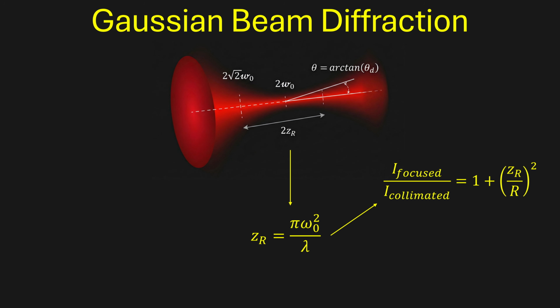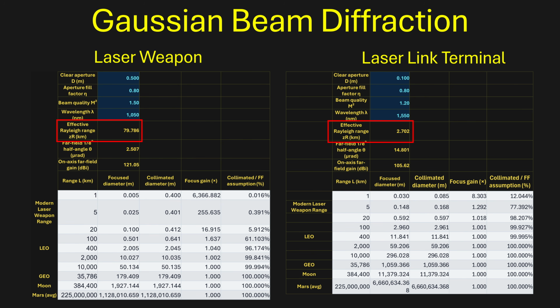Just like a telescope achieves better resolution with wider aperture optics, a larger laser aperture results in a smaller laser spot size in both the focused near field and collimated far field. I made a spreadsheet to run the numbers on this using the full equations and standard assumptions for both a laser weapon and a laser link terminal, and you can see the results here.